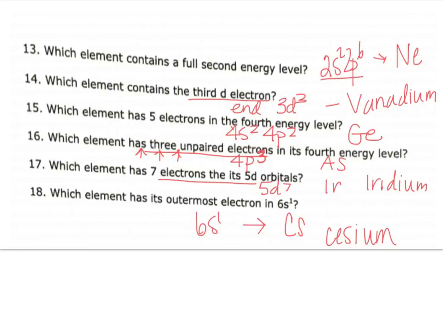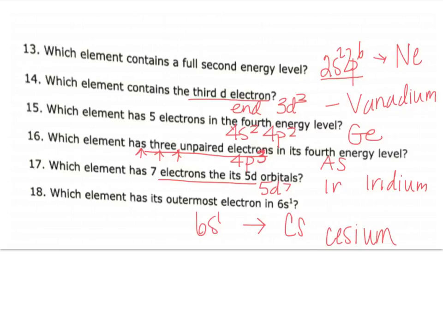All right, so these questions were kind of worded a little funny. You just had to think about them. Number 13 says, which element contains a full second energy level? So the full second energy level would actually be a 2s2 and a 2p6. And if we go look and see what ends in 2p6, we would find that it's neon.